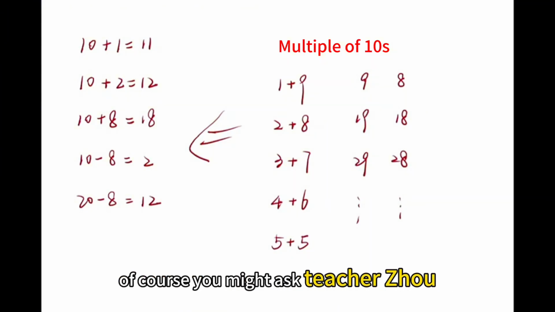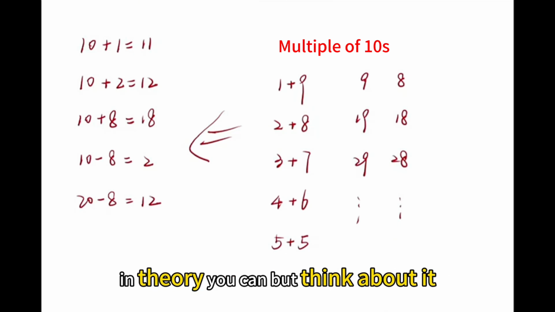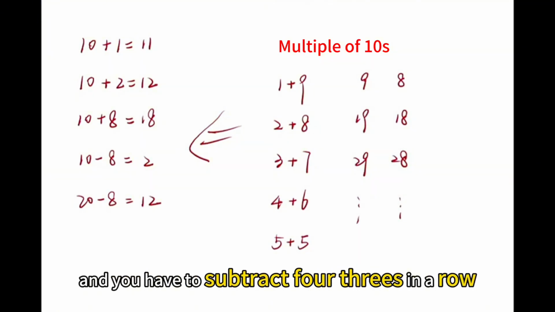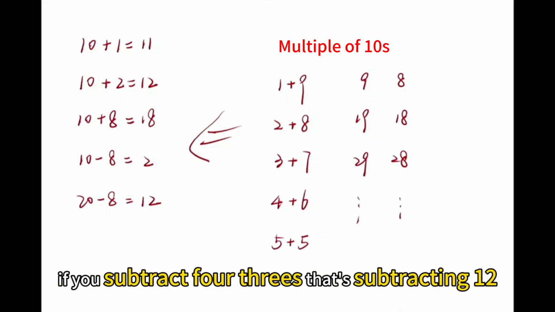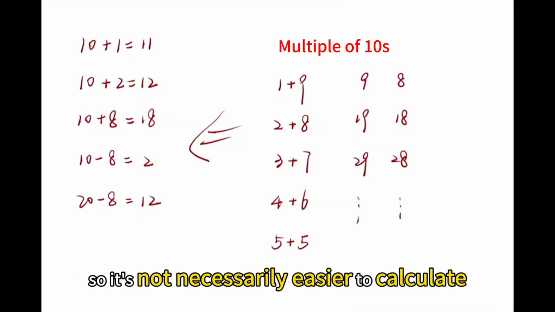Of course, you might ask, Teacher Zhou, if I encounter a 7, can I turn it into 10 minus 3? In theory, you can. But think about it. If you change 7 into 10 minus 3, and you have to subtract 4 3's in a row, that means you have to subtract 12. Do you see what I mean? If you subtract 4 3's, that's subtracting 12. You might run into a borrowing problem again, so it's not necessarily easier to calculate.